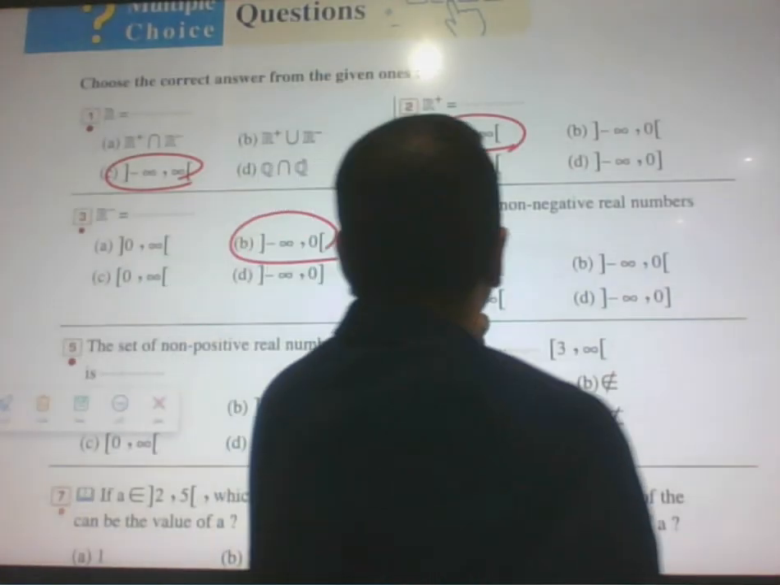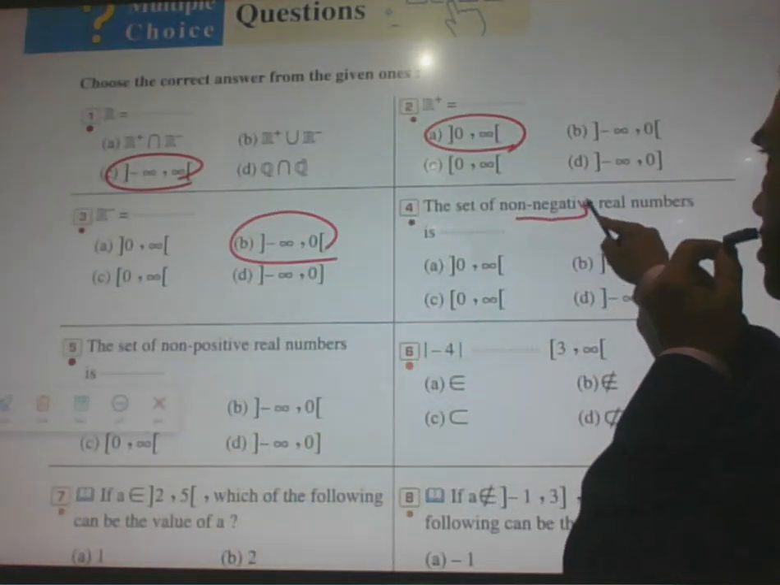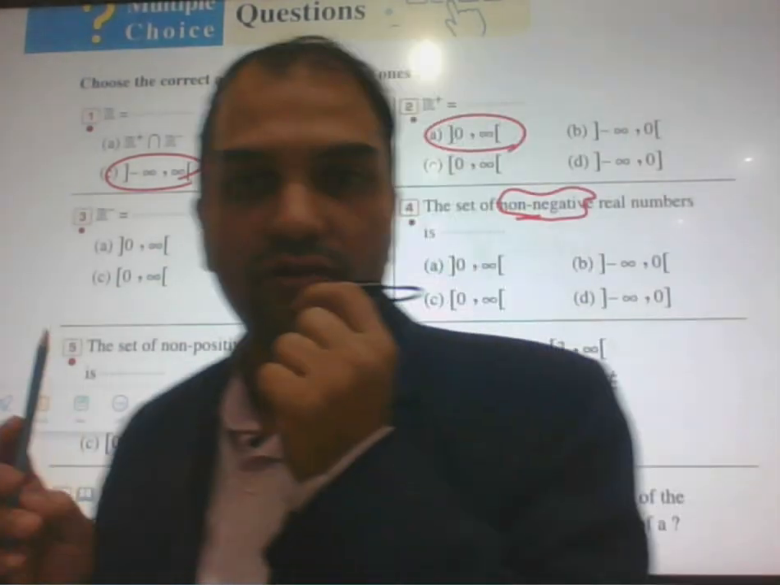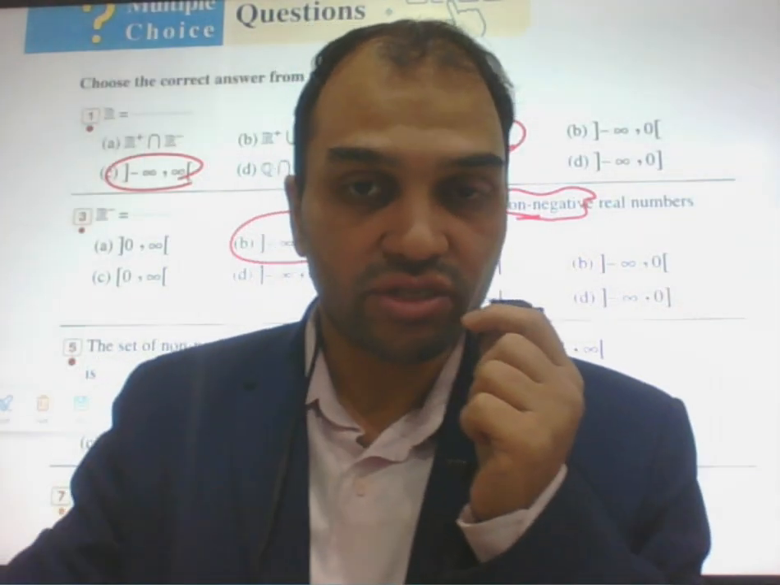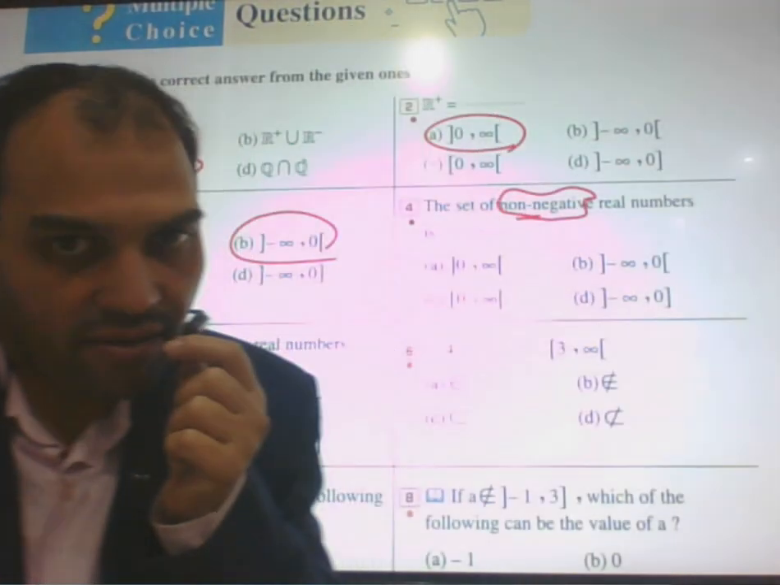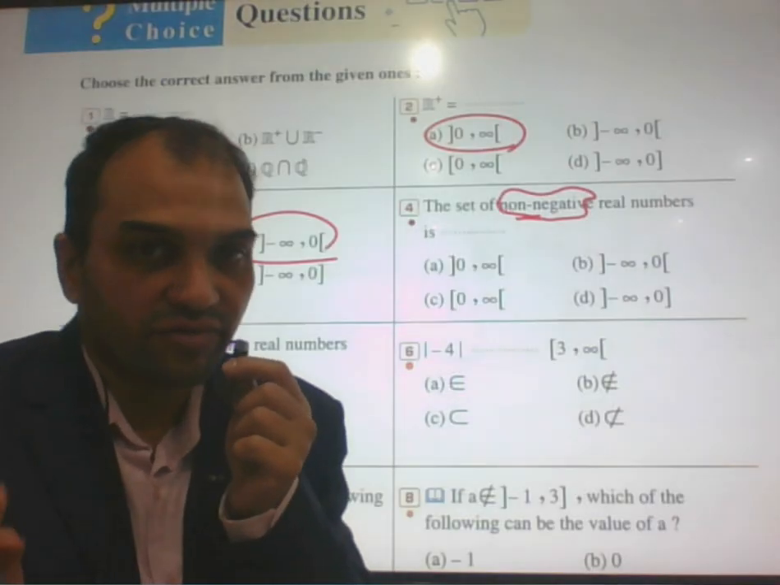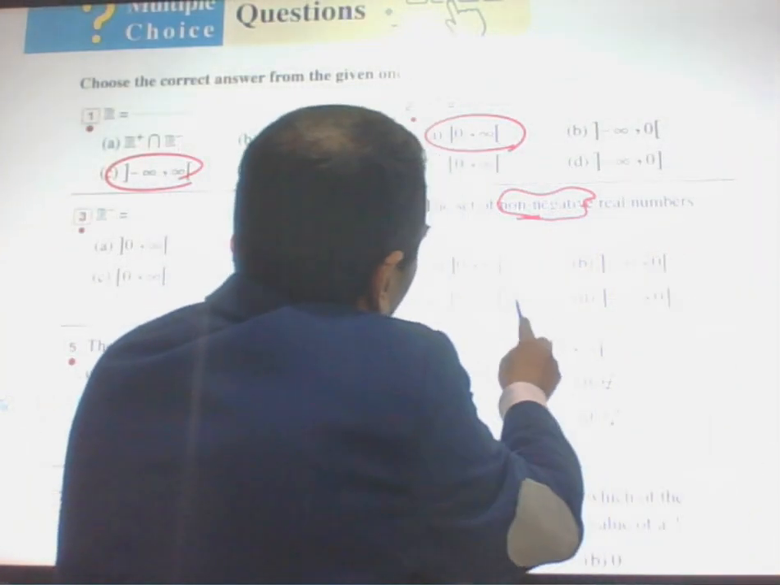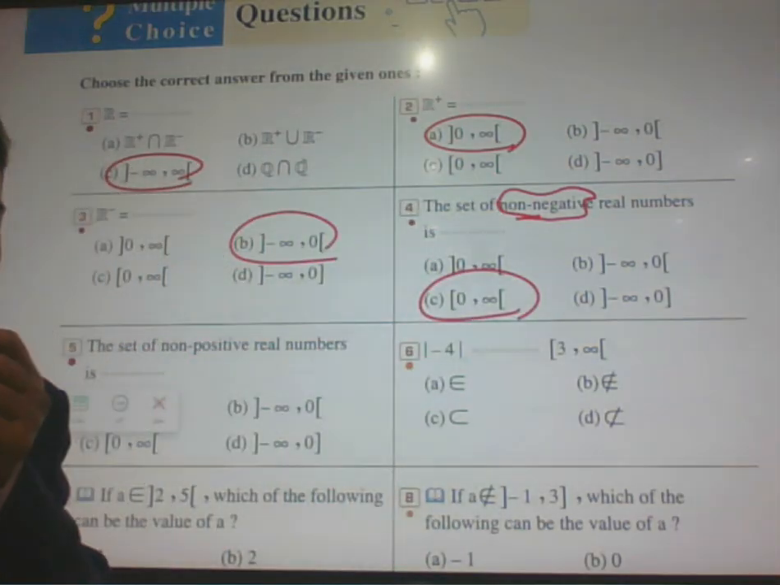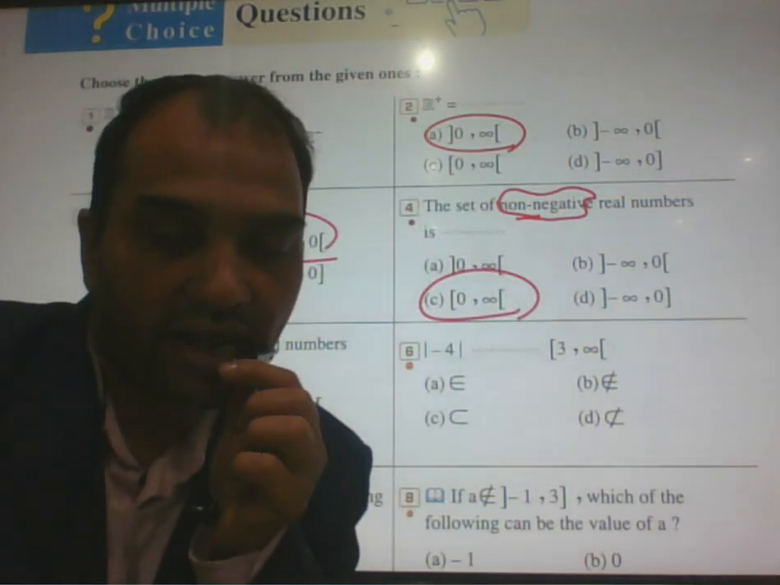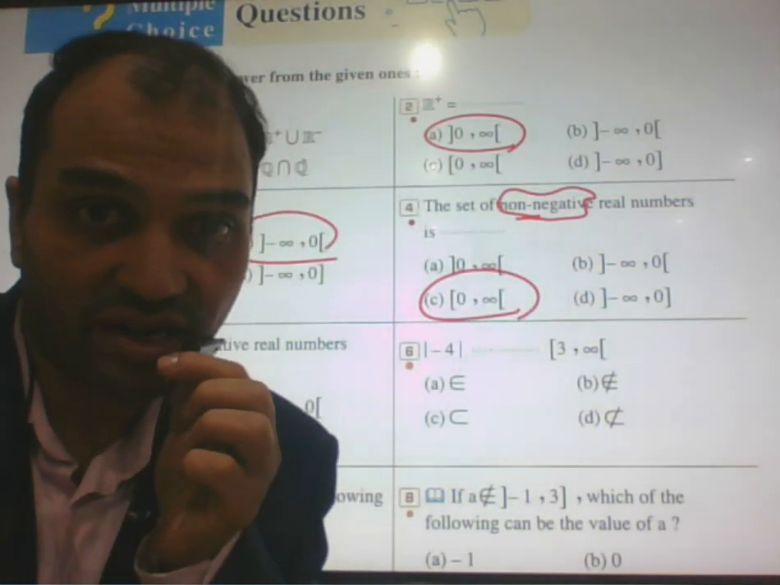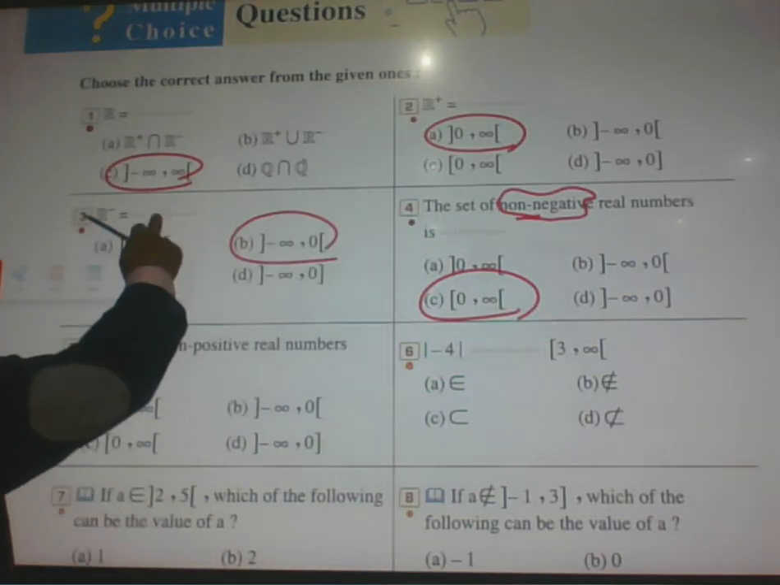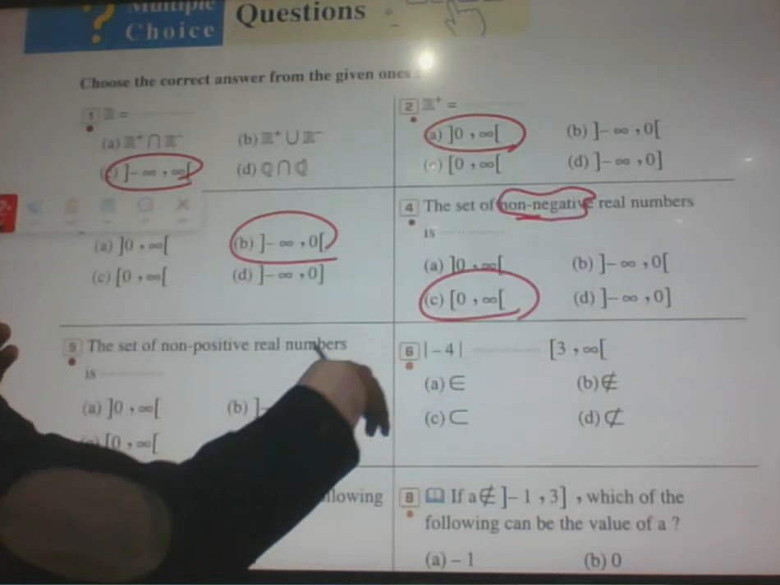Next, question number 4: the set of non-negative real numbers. Non-negative contains zero and positive infinity. From zero to positive infinity is non-negative. Non-negative starts from zero, okay? Start from zero to the right-hand side, from zero to infinity. Zero is non-positive and non-negative, and also right to positive on the right-hand side.